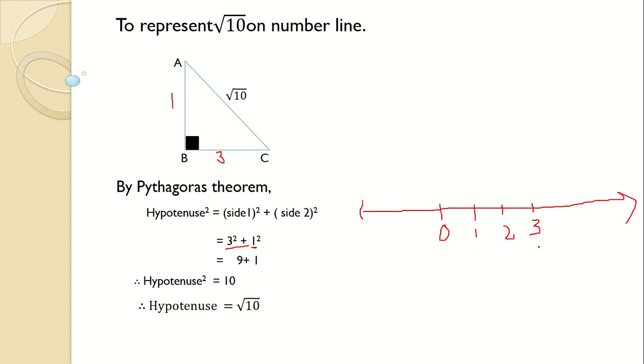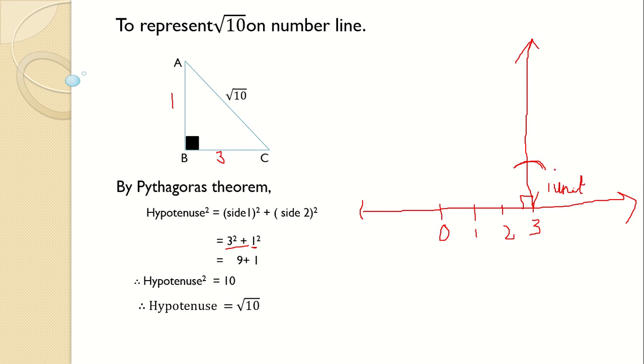So this is my 3 units distance, 1 2 3, and at 3 I'll keep my protractor. Draw this line here, 90 degrees. Okay, then on this line take 1 unit distance and mark here like this, 1 unit. So this is 3 units and this is 1 unit.